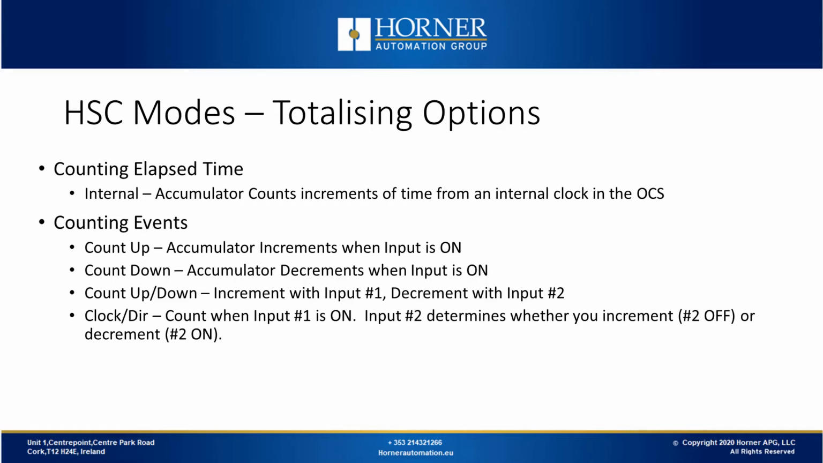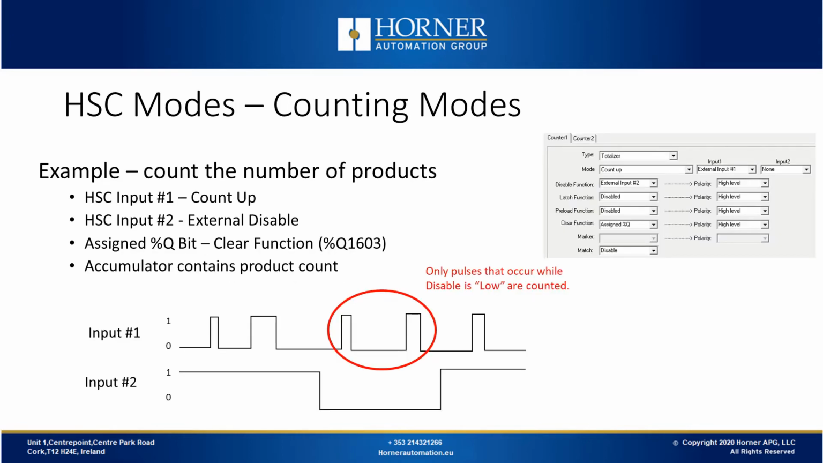We may want to count up all of the time, we may want to count down all of the time, we may want to count up and down. So one input signal is going to cause our accumulator to increment, and another input signal is going to cause our accumulator to decrement. We have a variation on the up-down, and that is clocking direction, where we're going to count every time the first input is on. Whether we count up or down is going to be determined by the state of the second input. Let's look at examples, starting with event count.